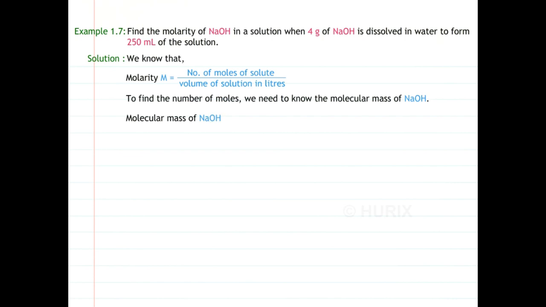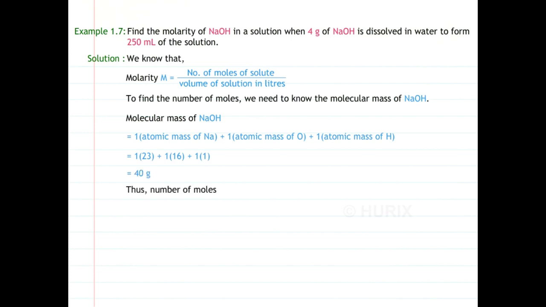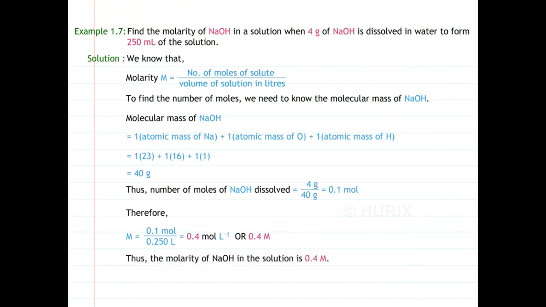Molecular mass of NaOH equals 1 into atomic mass of Na plus 1 into atomic mass of O plus 1 into atomic mass of H equals 1 into 23 plus 1 into 16 plus 1 into 1 equals 40 grams. Thus, number of moles of NaOH dissolved equals 4 grams by 40 grams equals 0.1 mole. Therefore, M equals 0.1 mole by 0.25 liters equals 0.4 mole per liter or 0.4 M. Thus, the molarity of NaOH in the solution is 0.4 M.